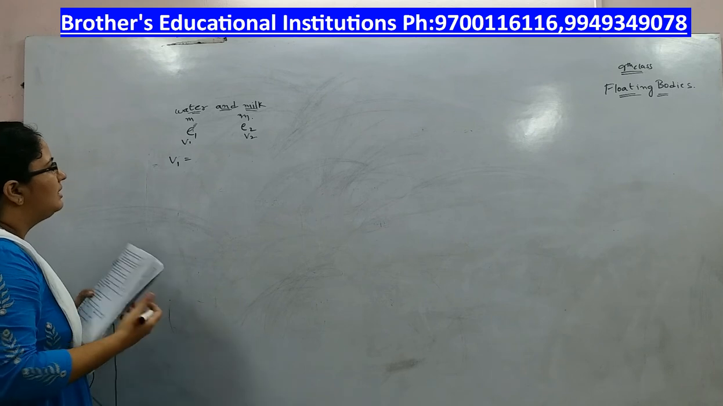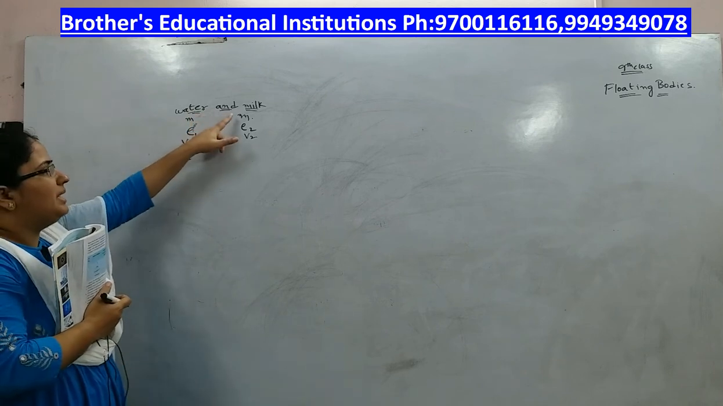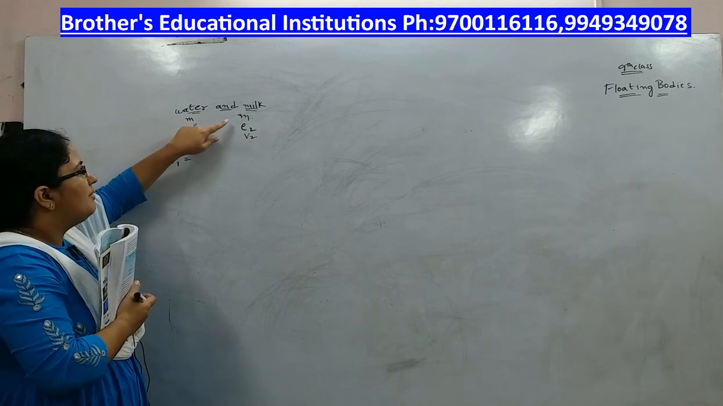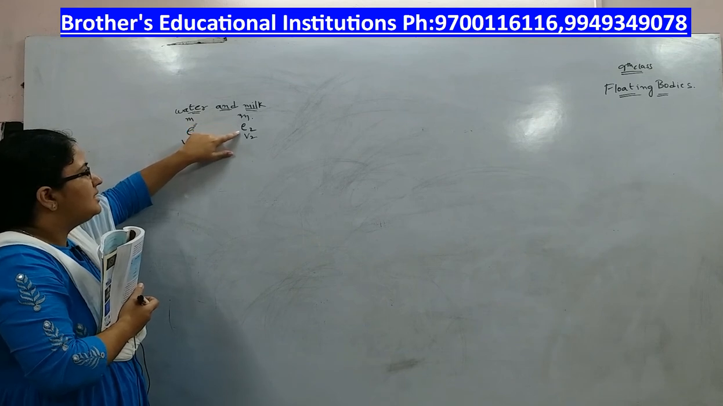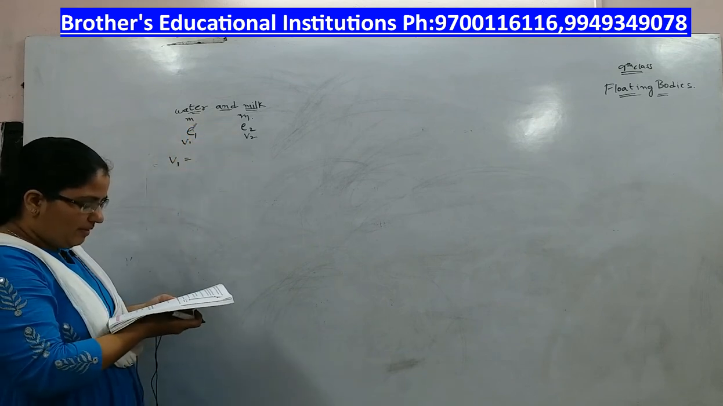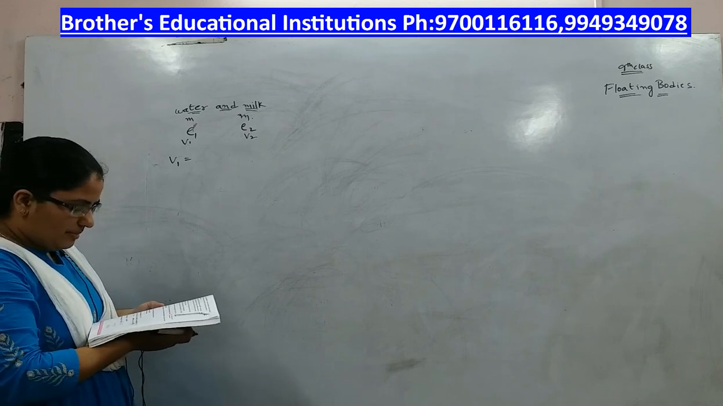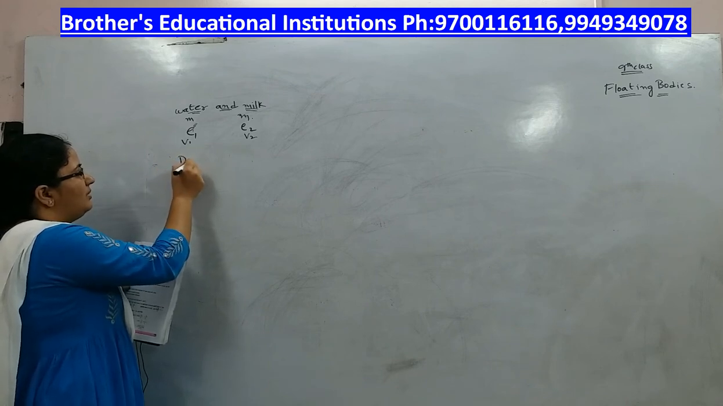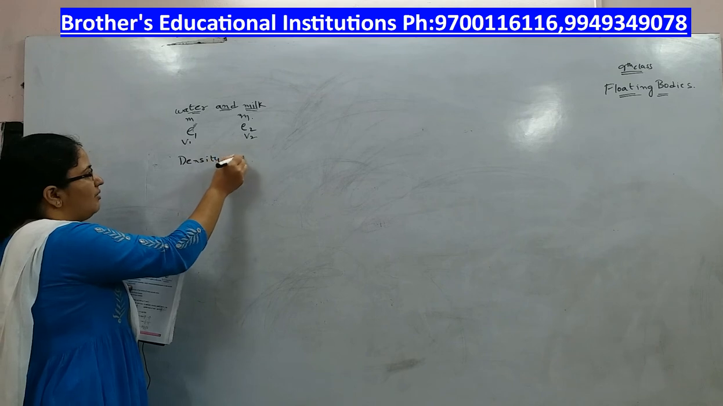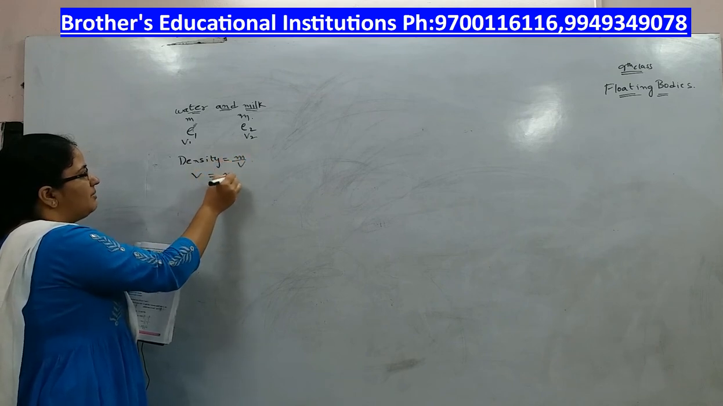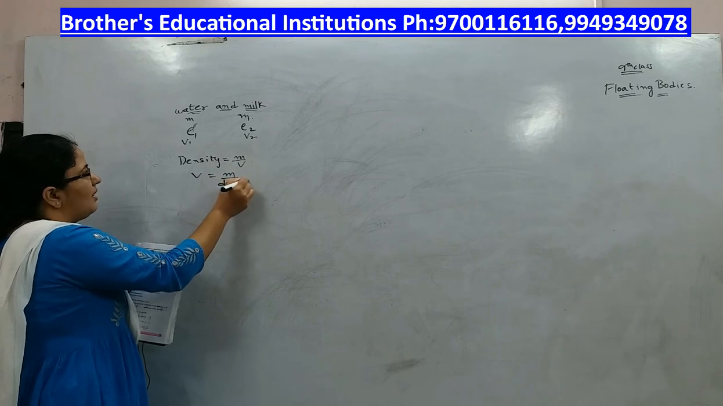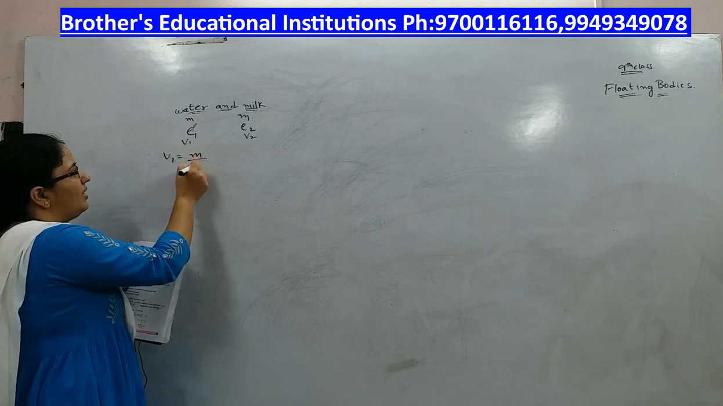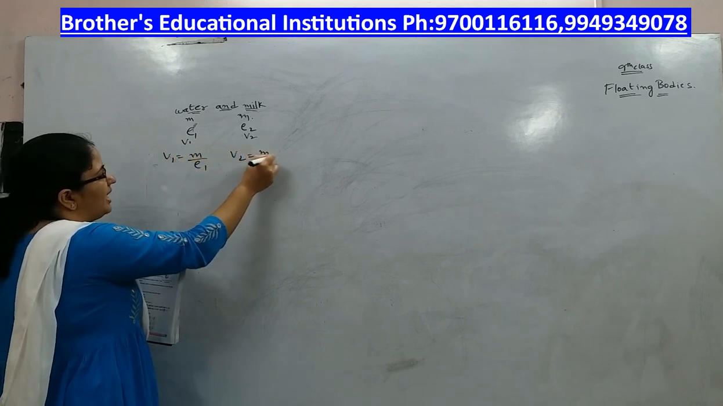Now here we have taken water and milk. Mass of the water is m, density is rho 1, volume is v1. Mass of the milk is m, density is rho 2, volume is v2. We want their volumes. When density is equal to mass by volume, volume will be mass by density. So here v1 is equal to m by rho 1, v2 is equal to m by rho 2.